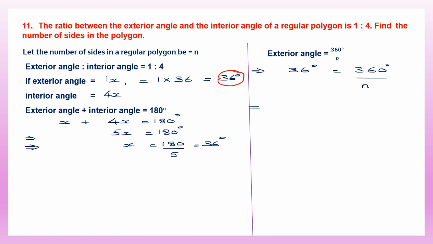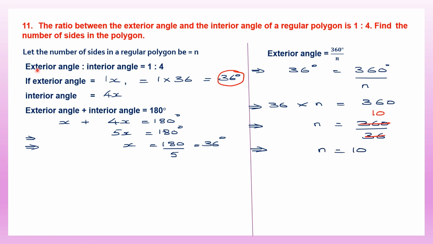Let's transpose n to the other side. So it becomes 36 into n is equal to 360. Now let's find the value of n. N is equal to 360 divided by 36. That is, this 36, I have taken it to the other side, it has become division. Now I can simplify this by cancelling. So 36 ones are 36, 36 into 10 is 360. So we have found the value of n. N is equal to 10.